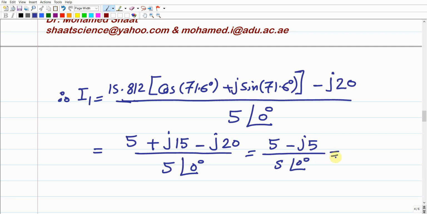Then your objective is just to do the calculations here to convert this one into the polar form. So the polar form is going to give us 5 square root of 2, since the 5 squared plus the 5 squared under the square root gives us 5 square root of 2, and the angle should be the tan inverse of negative 1, which is going to give us negative 45 degrees, right?